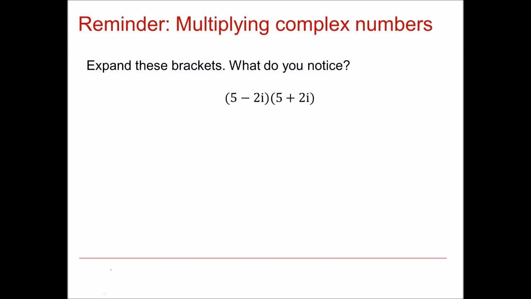Pause the video now and expand these brackets. What do you notice? Hopefully you spotted that this was a difference of two squares. So we get 25 take away 4i squared. That's the same as 25 plus 4, which is 29. So we get a real answer from this complex expression.